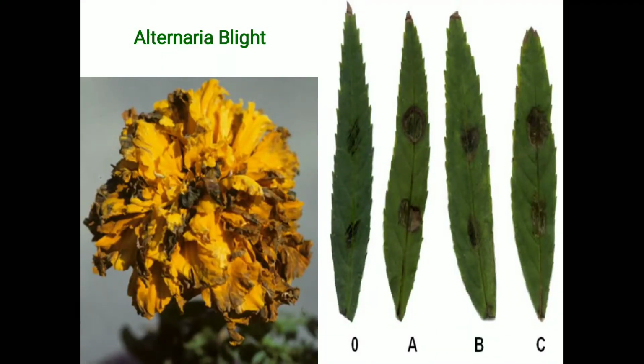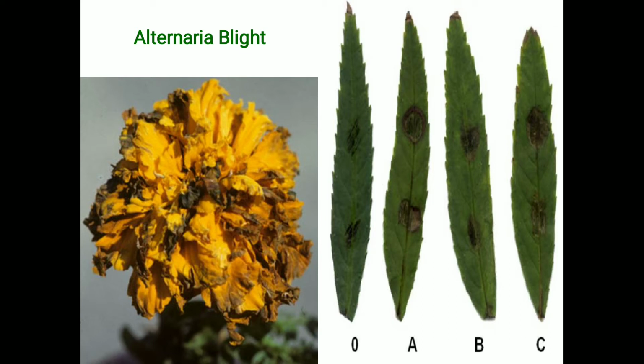Hello everyone. Today we are going to learn about the topic, the diseases of marigold. The first disease of marigold is botrytis blight. In Marathi we call it karpa. The causal organism of botrytis blight is Botrytis cinerea.